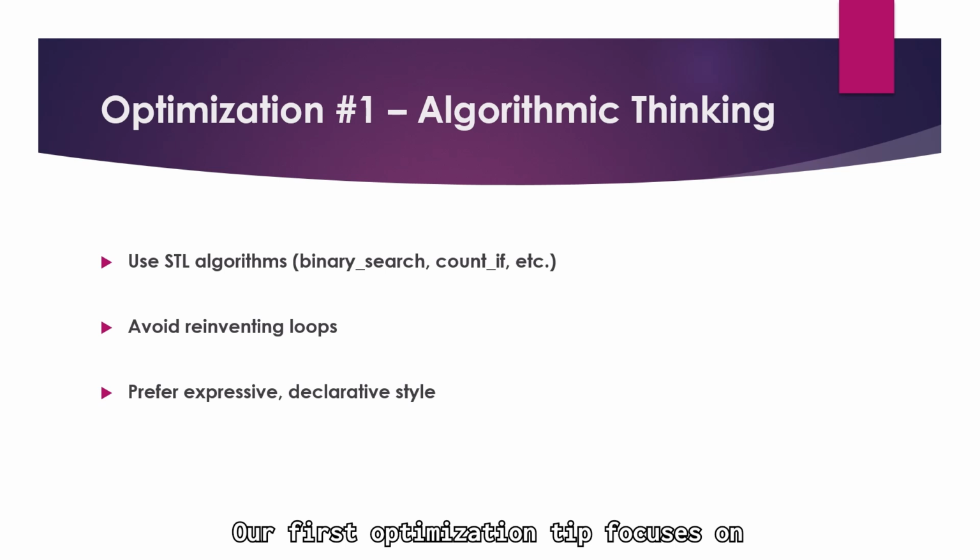Our first optimization tip focuses on algorithmic thinking. The STL is packed with highly efficient, pre-written algorithms that can save you a lot of time and effort. Instead of writing manual loops, consider using the appropriate STL algorithms like binary search, count_if, or transform. These algorithms are not only more concise but are also optimized for performance. By using these built-in functions, you avoid reinventing the wheel and get the benefit of well-tested, efficient code. Algorithmic thinking allows you to approach problems more abstractly, making your code both cleaner and faster.